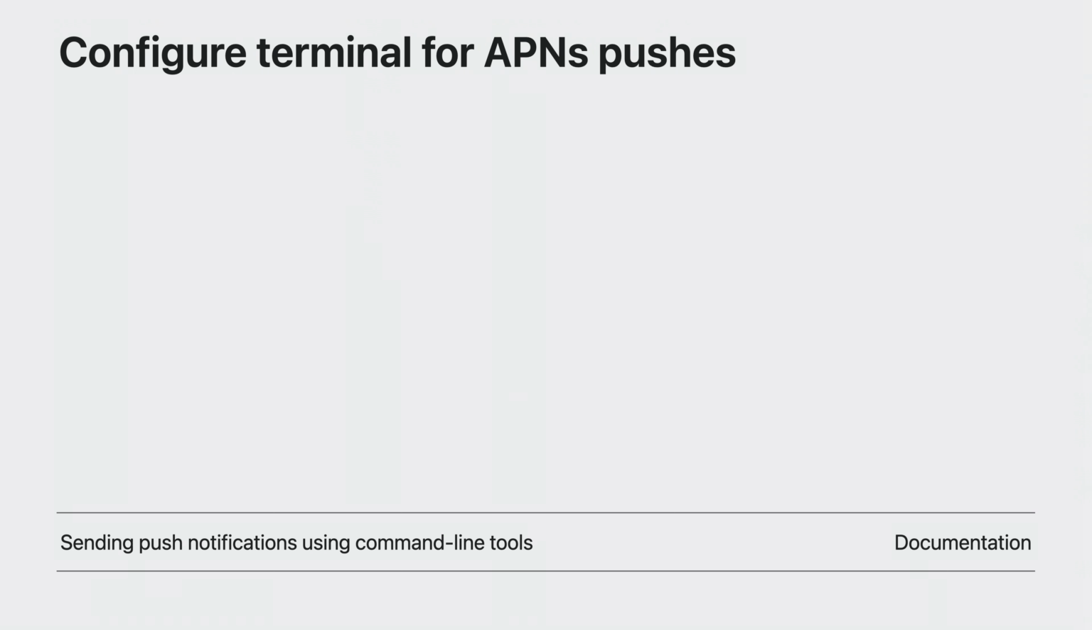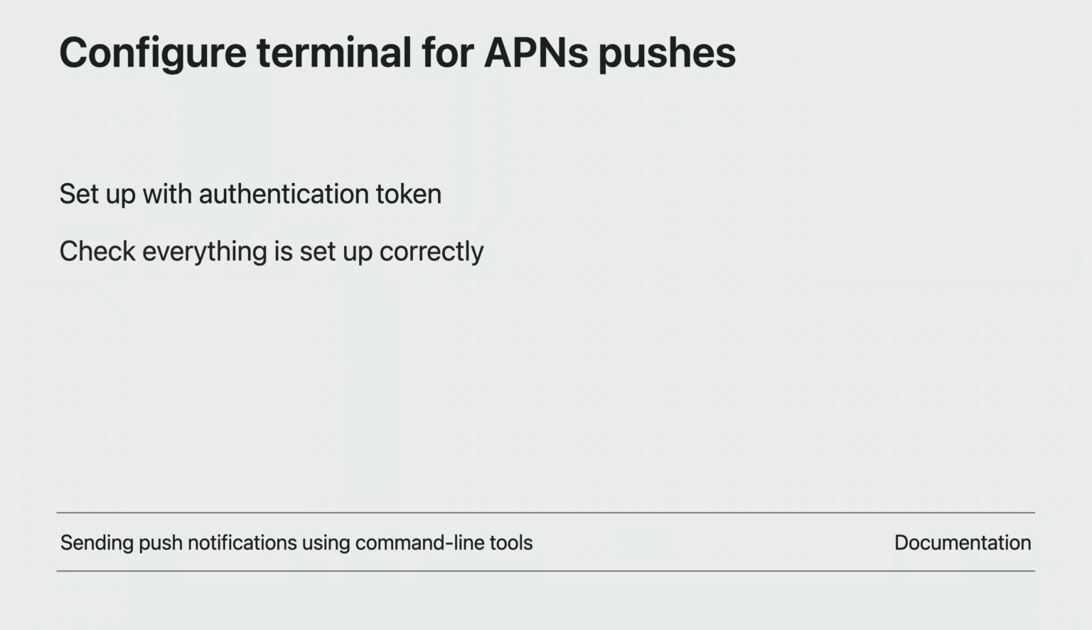To set up your command line to do this, refer to the Sending Push Notifications Using Command Line Tools article. Make sure you're following the instructions in the section called Send a Push Notification Using a Token. You can quickly verify that you have everything set up correctly by printing the authentication token variable.